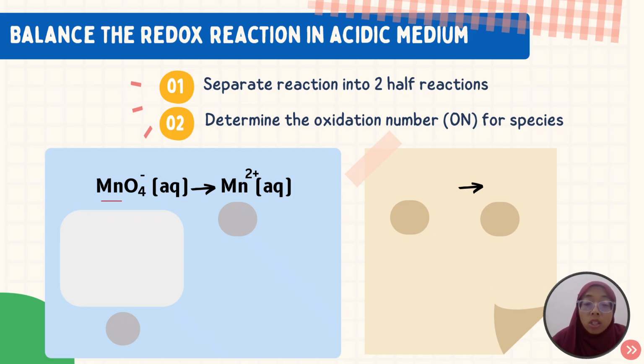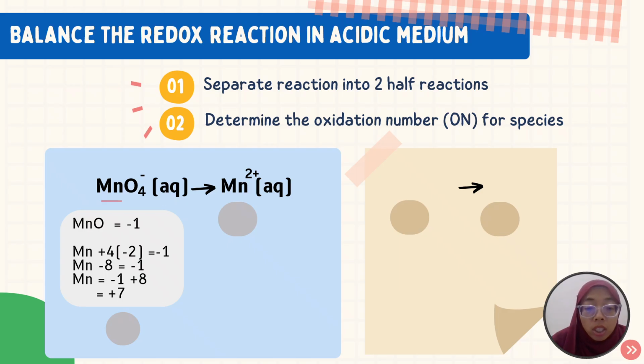So how to find the oxidation number for manganese in permanganate ion? Okay. Since the permanganate ion is a polyatomic anion and we have charge negative 1 here, the total charge for the polyatomic anion is negative 1. And we know already the oxidation number of oxygen is negative 2. So we can find the oxidation number for manganese, and the oxidation number for manganese is plus 7.